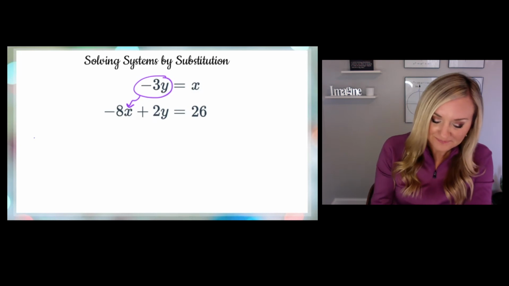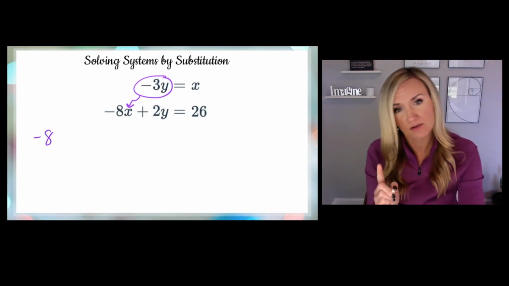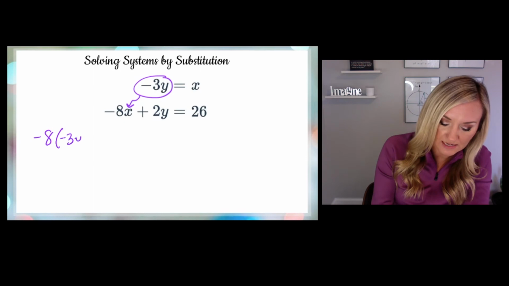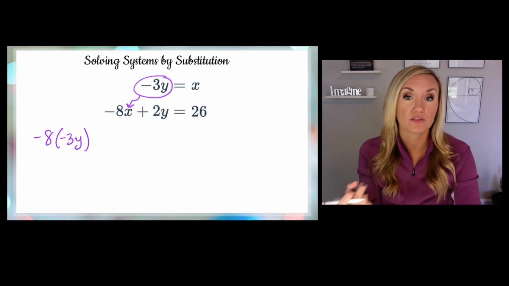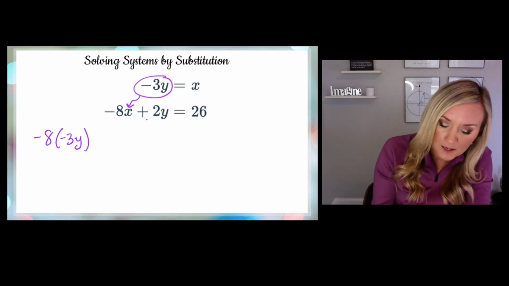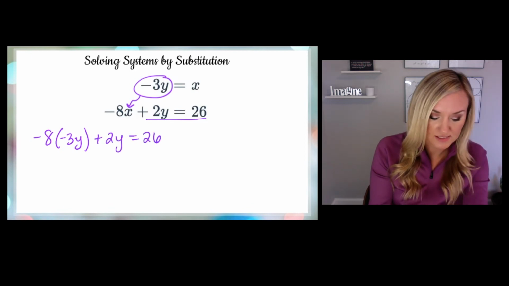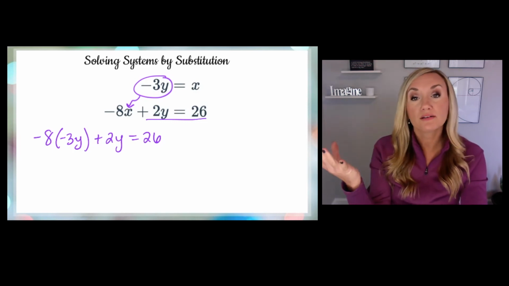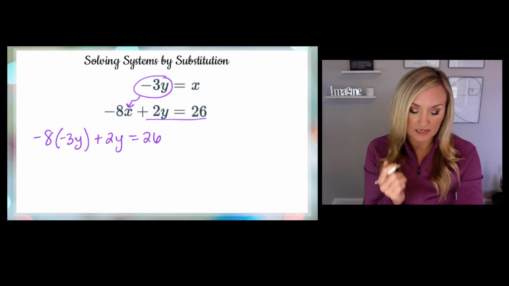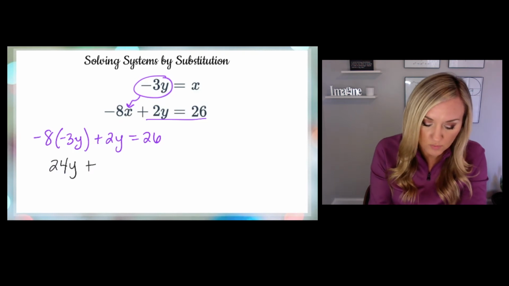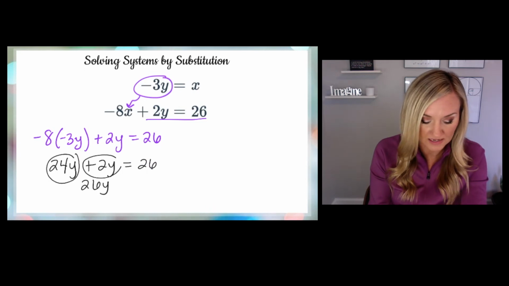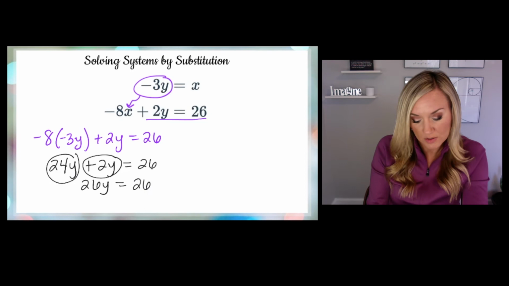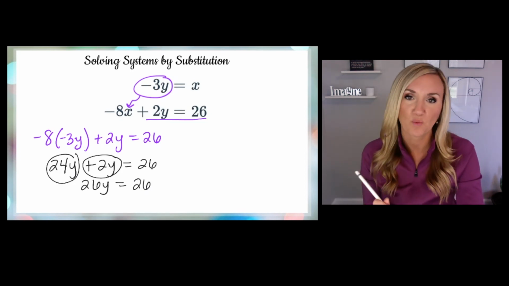Okay, let's keep going. So now I have -8. Instead of x, I am going to write down -3y. Now remember, they're multiplying. 8 is multiplying that x, so we need to continue with that operation and multiply -3y. But now we need to continue with the rest of the equation. Plus 2y equals 26. So let's use our rules of algebra to solve for y. So 8 times 3, negative times negative is a positive. That's going to give us 24y plus 2y equals 26. And we have 26y, combined like terms on the left side of the equation, equals 26. And when we divide by 26 on each side, y is going to be 1.